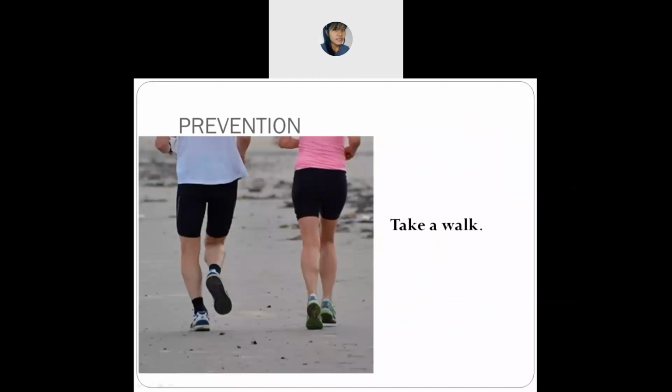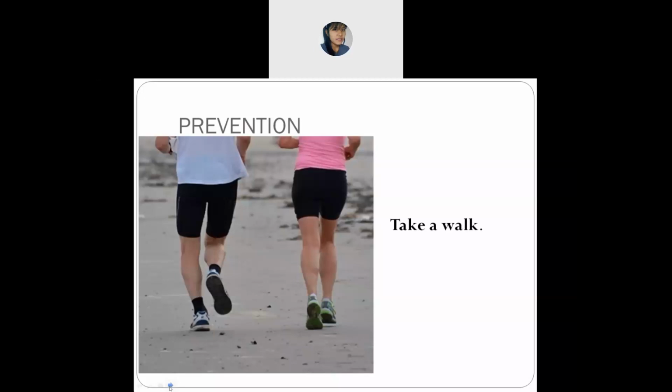Take a walk. We should take a walk in order to prevent ourselves from this superficial thrombophlebitis. So if we take a walk, what will happen? Obviously, the blood circulation will be rich. It will become healthy. So that's why they should take a walk for proper blood circulation.